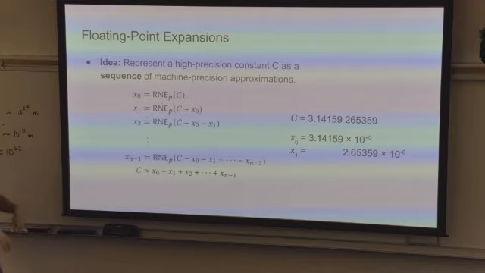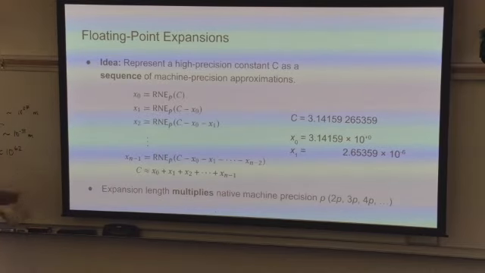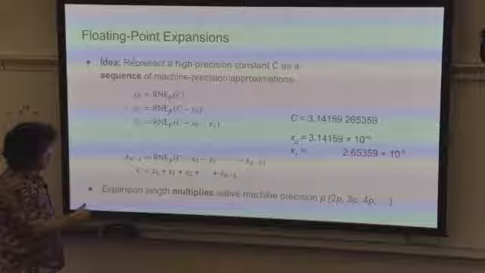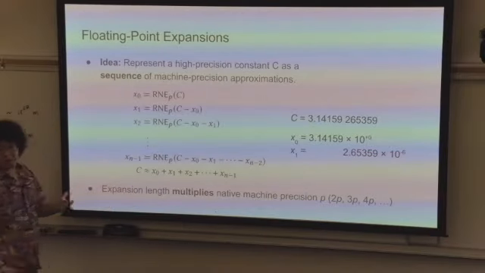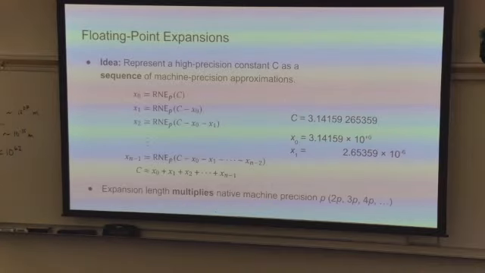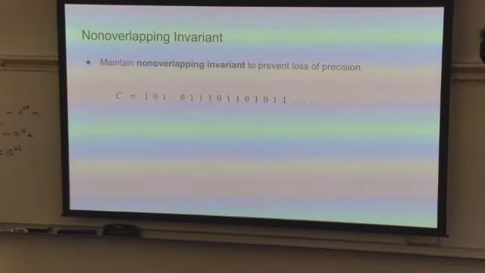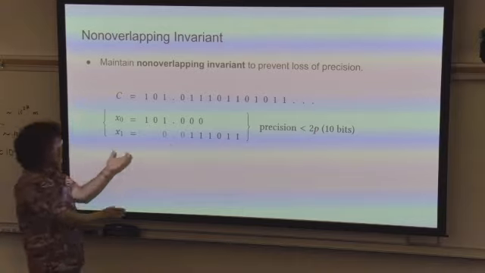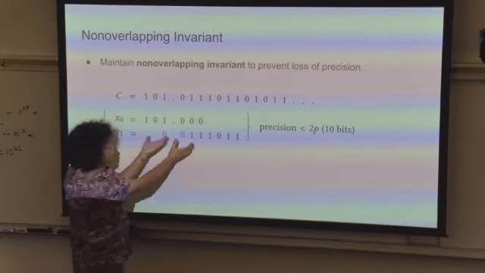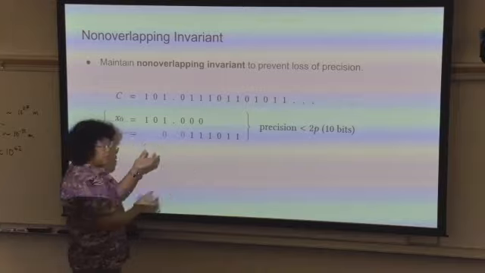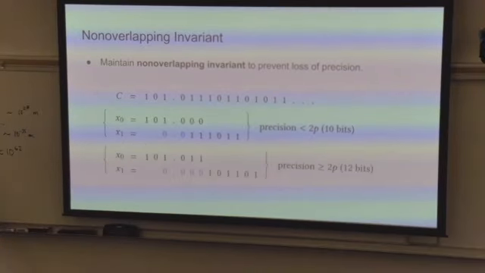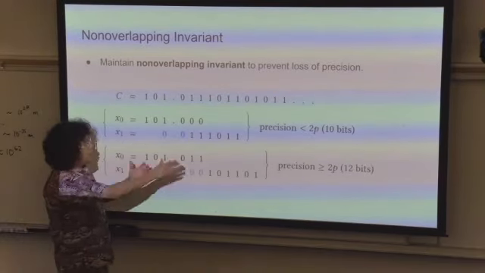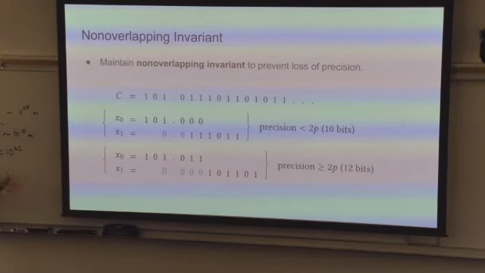You keep going this way, and what you can do is you can multiply the native machine precision p, right? You can get a representation of this number that's good to precision 2p or 3p or 4p, something like that. And one very important thing to do when you do this is to maintain what we call a non-overlapping invariant, right? The idea is if the two components of your number are overlapping in the middle, then you are losing some precision in the overlap, right, that you could otherwise have. You want the numbers to be non-overlapping like this, so you actually get the promised 2p, 3p, or 4p, whatever it is.